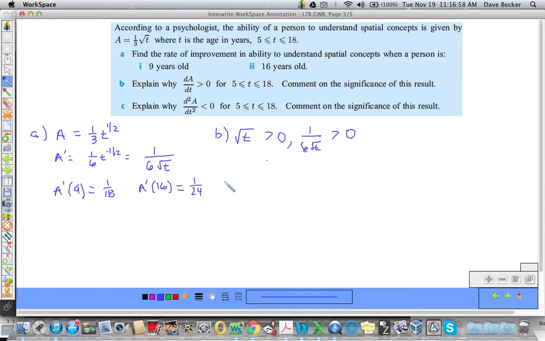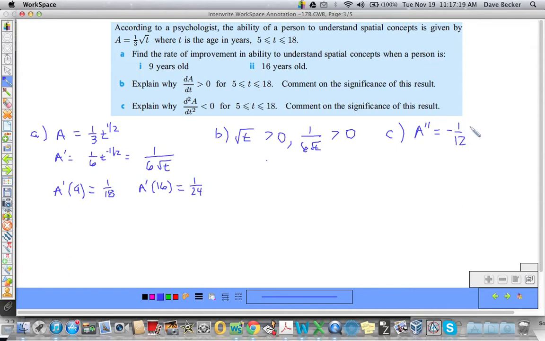It's always increasing. And then finally, C, explain why d2A/dt2, the second derivative, is less than 0. So the second derivative is obviously the derivative of the first derivative, which we have right here. So I'm going to say that's equal to negative 1/12.